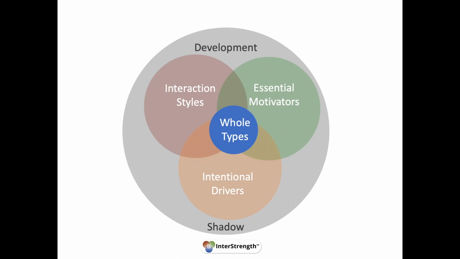And patterns are not just adding up a bunch of parts, but they're a configuration or an arrangement of certain characteristics. So we're going to look at the designer theorizer through several different lenses: the interaction styles lens, the essential motivators lens, and the intentional drivers lens. And we're going to start by looking at the themes of each one and the theme of the whole type pattern, because this is one of the most fundamental ways for us to take a look at and really understand what each of these 16 personality types looks like.